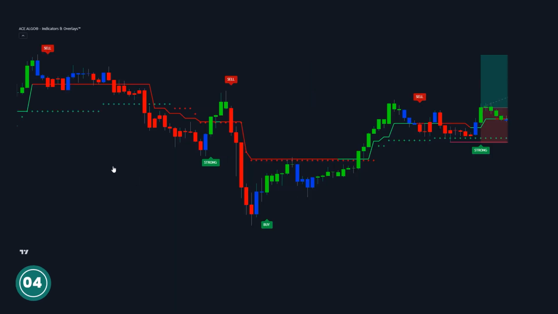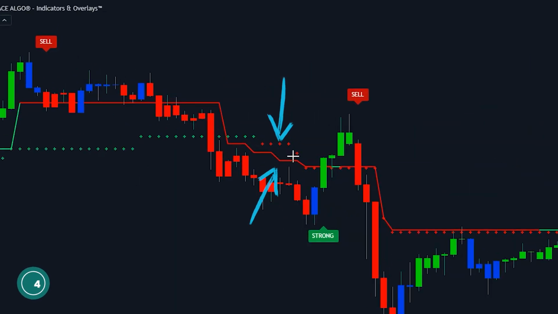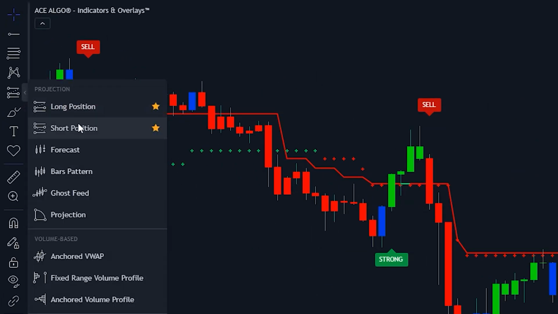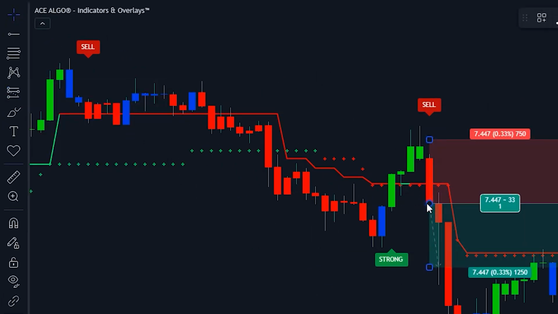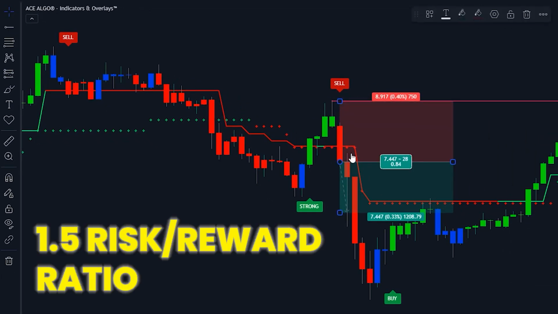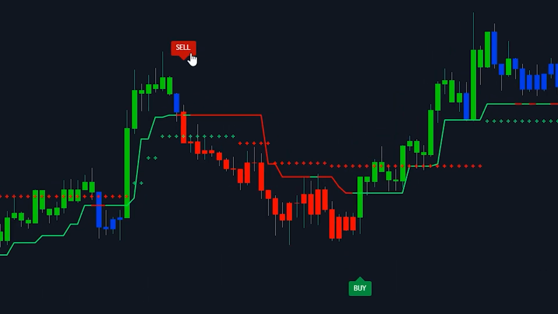Conversely, for a short trade, wait for the trend snatcher and trend finder to turn red. Look for a sell or strong sell signal for confirmation, ensuring the candle closes below both indicators. If all conditions align, enter the trade, setting your stop loss to the recent high and targeting that sweet 1.5 risk to reward ratio.